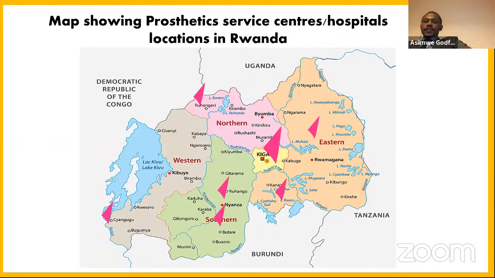So in Rwanda, I just wanted to show you the geographical locations of the centers of prosthetic and orthotic services. They are only those that are active. So there is one in the north, another one you can see on the western part. There are two in the south, and two in the eastern province, and most of the others are located in the city of Kigali.